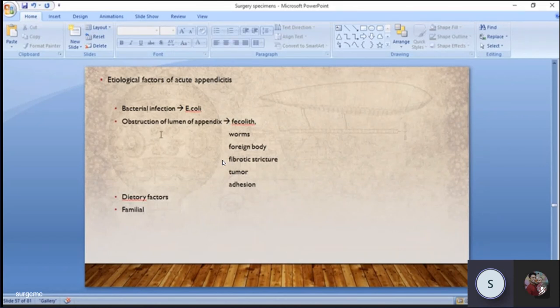What are the etiological factors? You know, what is the main bacterial infection? E. coli, then fecalith obstruction.